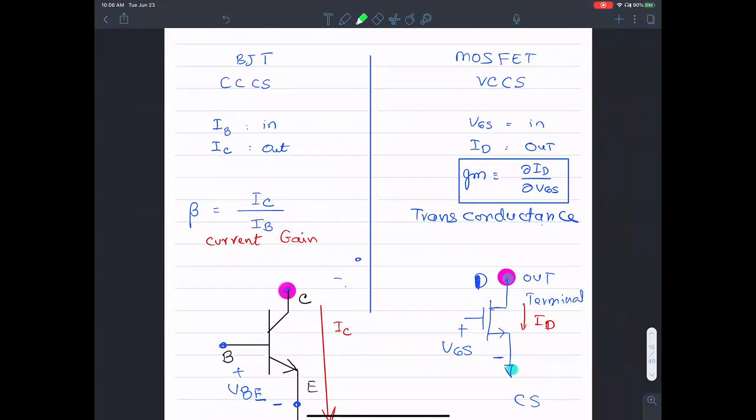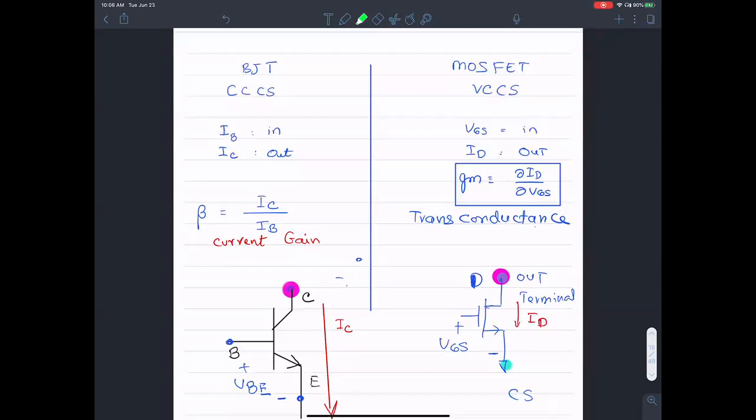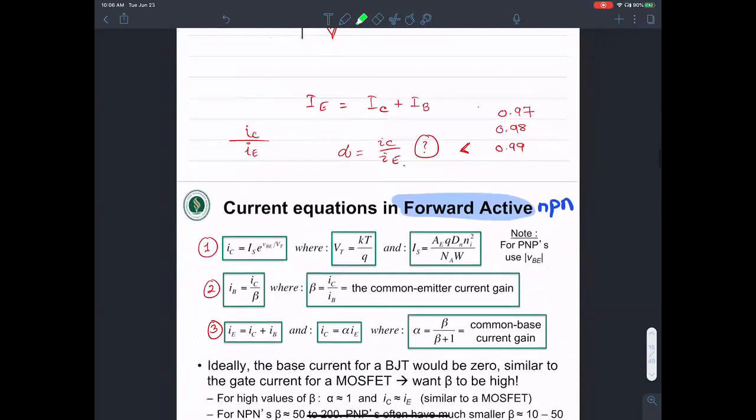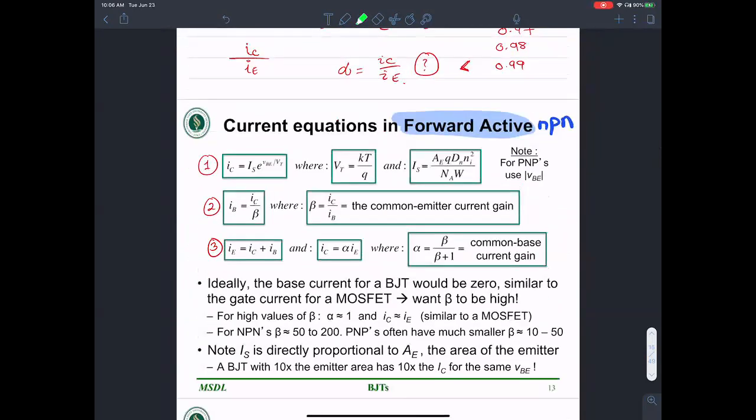MOSFETs, on the other hand, are transconductance devices. The input that you apply between the gate and source translates into a drain current. That's the transconductance idea. So one is a voltage controlled current source, the other is a current controlled current source. Then we looked at the equation for current in the forward active region: IC is IS times exponential of VBE over VT.